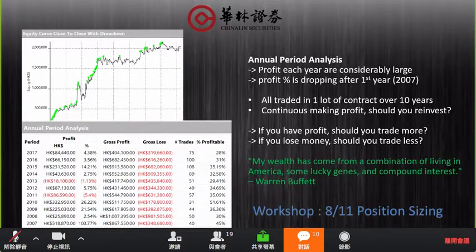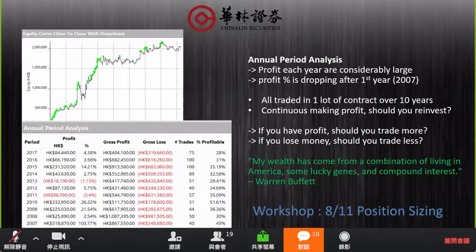Annual period analysis. Well, just change monthly to annual, actually per year. As you can see, in years 2011 and 2013, this strategy lost money. All right, and also, somehow, I don't know why, in year 2007 we made 100% of return. Oh, impressive, right? This is also one thing that I have to ask you to think about in the long run.